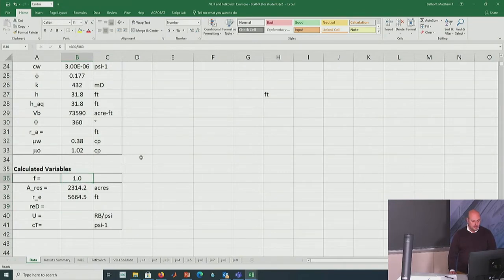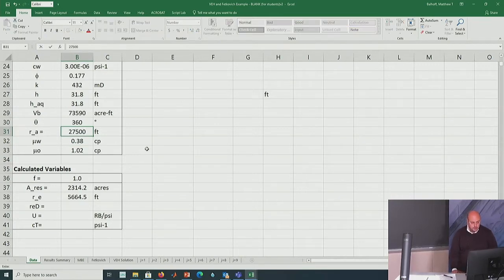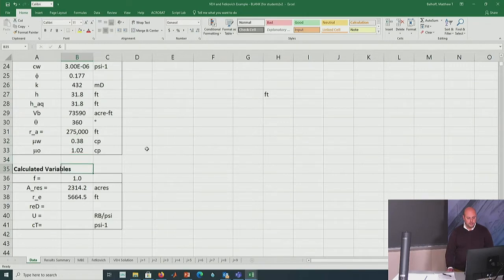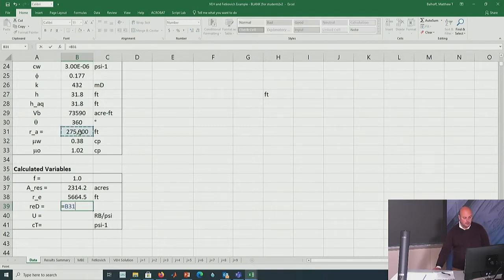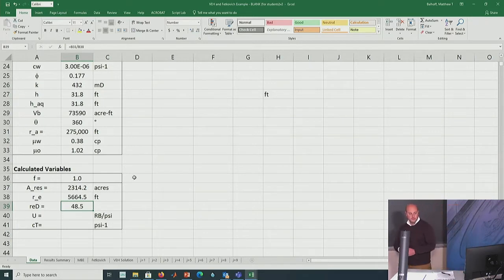So I'm going to go ahead and give you what the aquifer radius is at this point. We're going to say it's 275,000 feet. So it's clearly much bigger than the reservoir radius. If we do the dimensionless radius, it's the aquifer radius, so that's B31 divided by our reservoir radius, which is B38, and I get 48.5. So the aquifer radius is almost 50 times bigger than the reservoir radius. I suspect that this will be infinite acting flow at most times. Maybe if you go to long enough times, it wouldn't be.